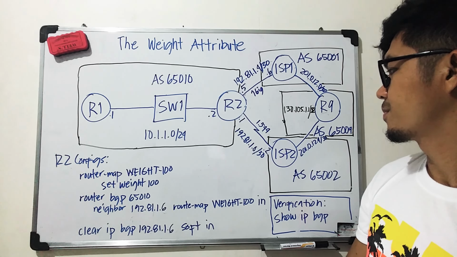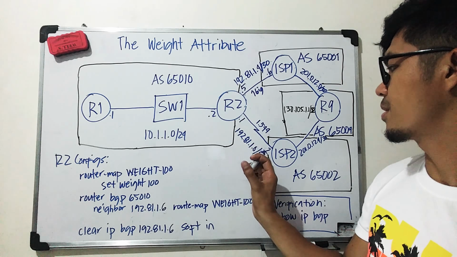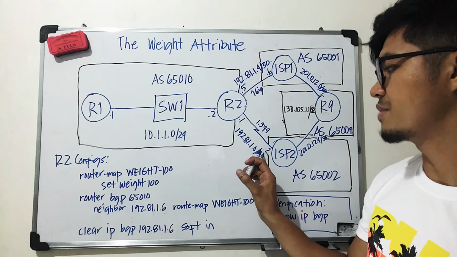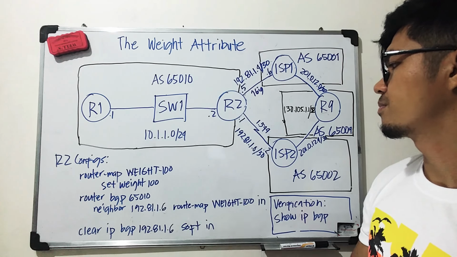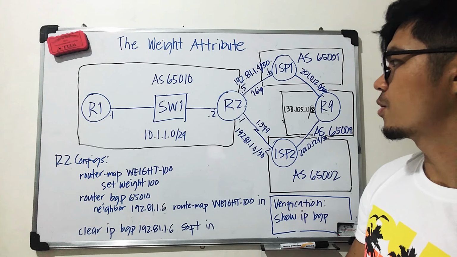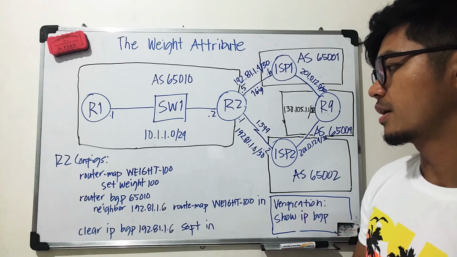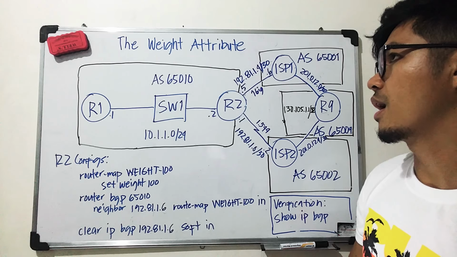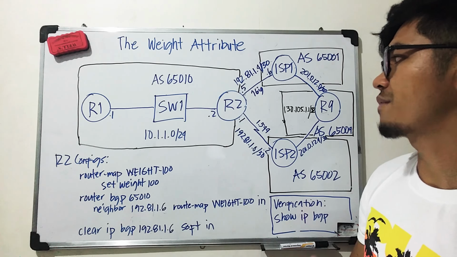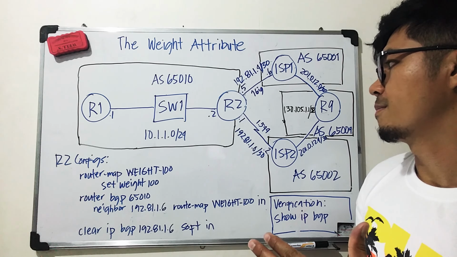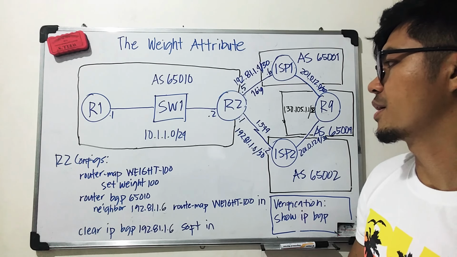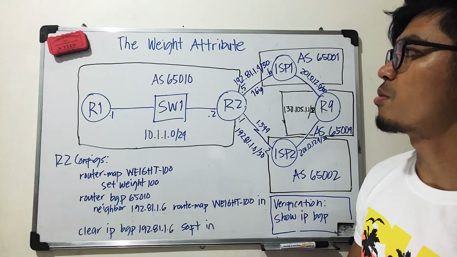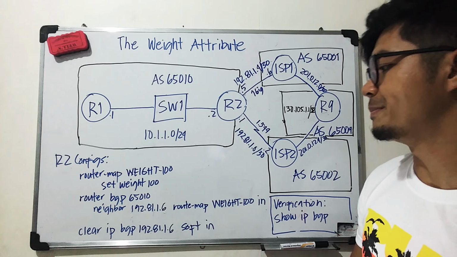So this other neighbor here is going to have the default 0. So yeah, that's how you would influence the outbound traffic by using the Cisco proprietary weight attribute.